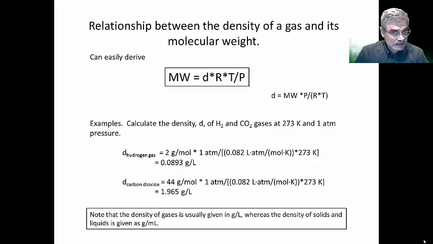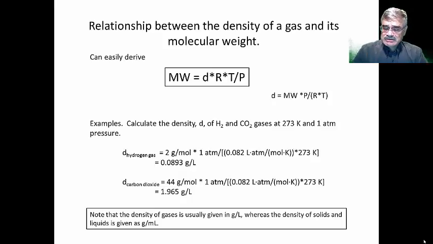Now note that we usually express the density of gases as grams per liter, whereas for condensed phases of matter, solids and liquids, we generally express their density as grams per milliliter or grams per centimeter cubed. Because the density of gases would be a much smaller number if expressed in that manner, we express their density instead in grams per liter. So we've calculated the density of hydrogen gas. It's a small number, 0.0893 grams per liter. If you do the same calculation for carbon dioxide, you get 1.965 grams per liter.